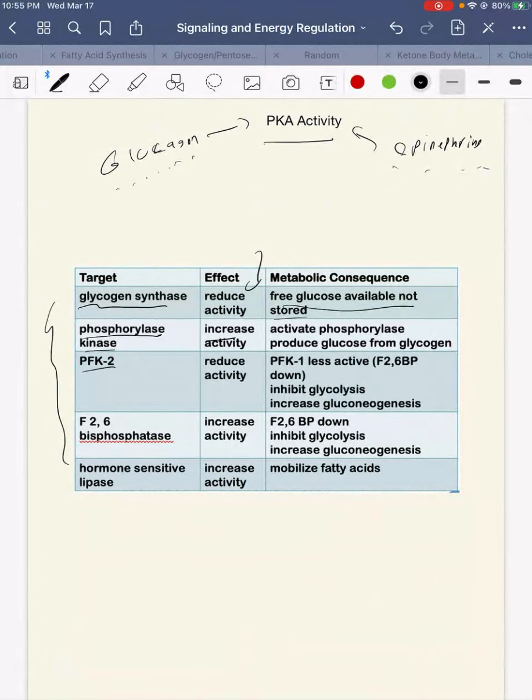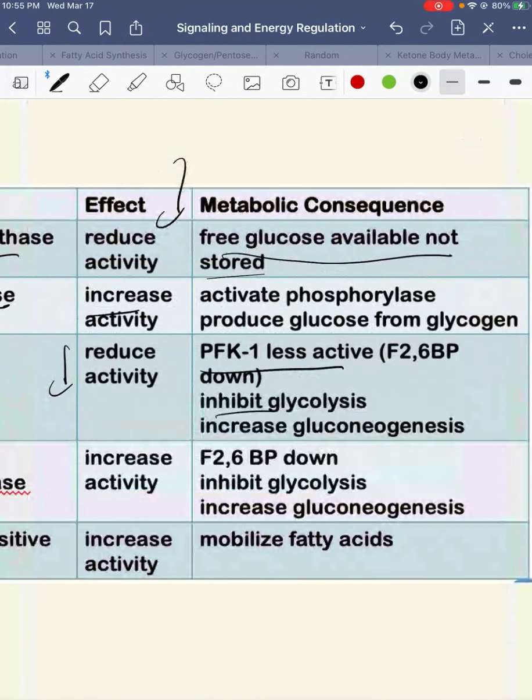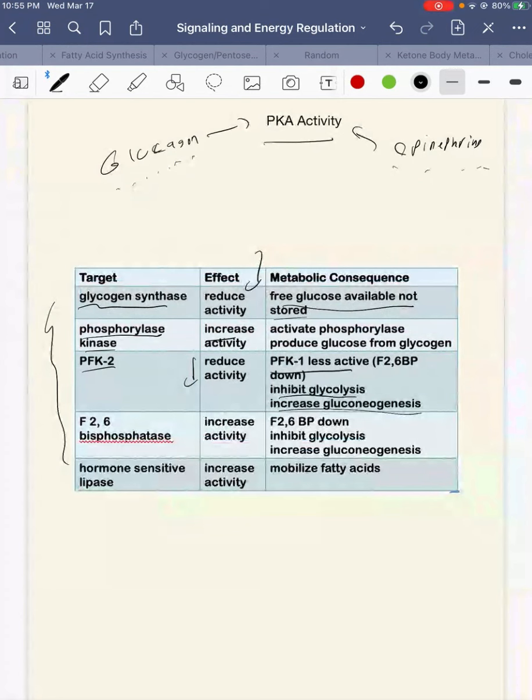PFK2. So PFK2 activates PFK1. Do we want to run glycolysis when we have glucagon binding? Probably not. So we'll probably reduce the activity of PFK2. So PFK1 is less active, and we're able to inhibit glycolysis and increase gluconeogenesis, because that's what we want when we have low blood glucose levels. Fructose 2,6-bisphosphatase is the opposite of PFK2. We will probably increase the activity of this to inhibit glycolysis and increase gluconeogenesis as well. Hormone-sensitive lipase: because we have low blood glucose levels, we'll look for another energy source that the cell can use. So we'll activate lipases so they mobilize fats and break them down.